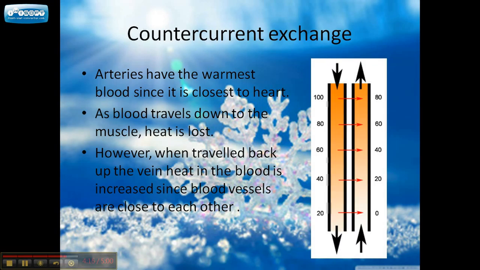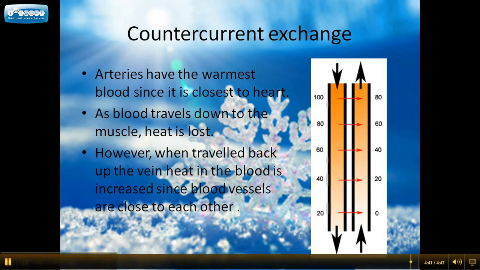Therefore, the warmer blood from the artery will continue heating the cooler blood in the vein since they are next to each other. By the time it returns to the heart, it is almost the same temperature as the body temperature. Through this method, the owl saves energy when it is thermoregulating by having heat transferred through its artery and back to the vein.